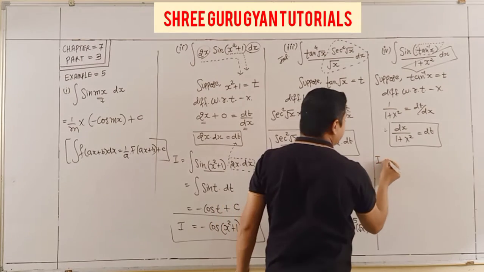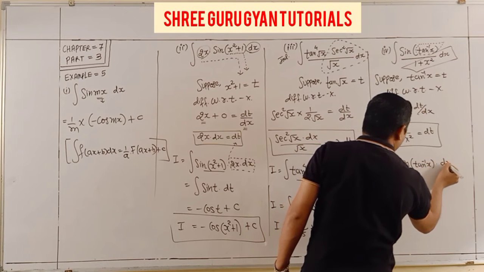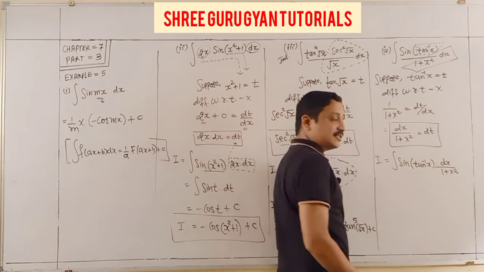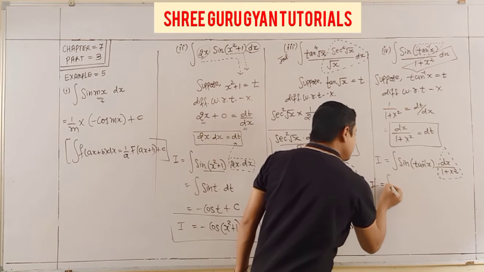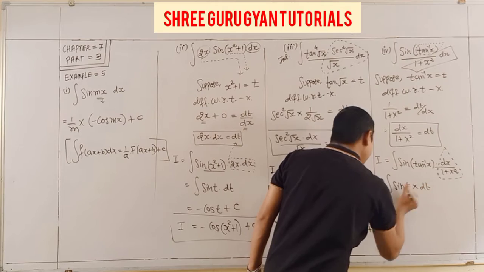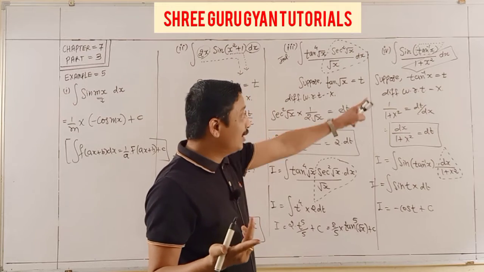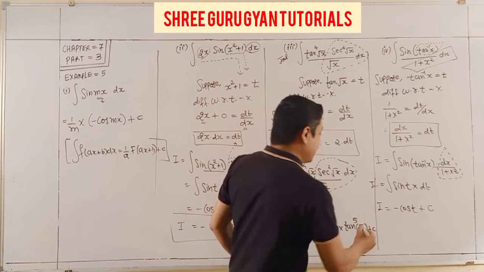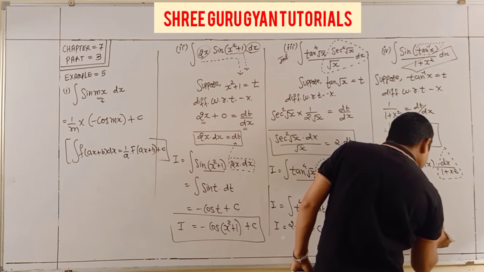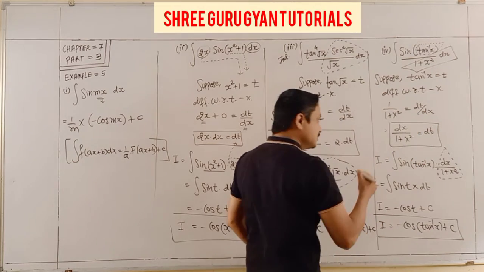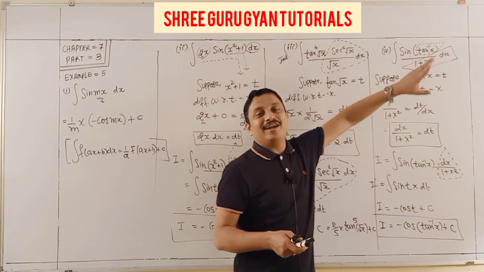So integration I, here sin of tan inverse x with dx below 1 plus x square. So this value is already known, that is dt. So my answer is the integral of sin t dt. That is minus cos t, and the value of t you already assumed. Substitute that. So my answer is minus cos, what is the t? tan inverse x, and plus c as it is. If you take this derivative, surely you get this.